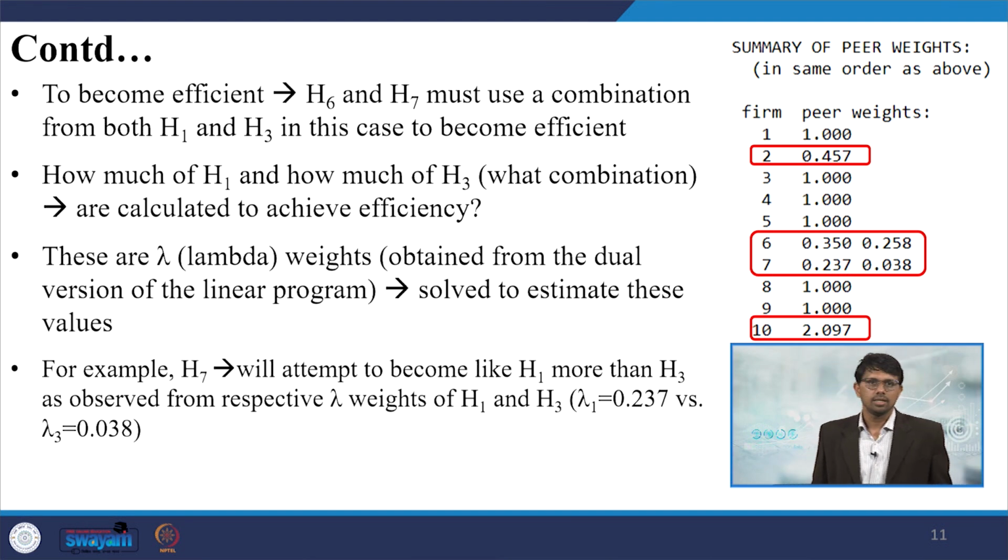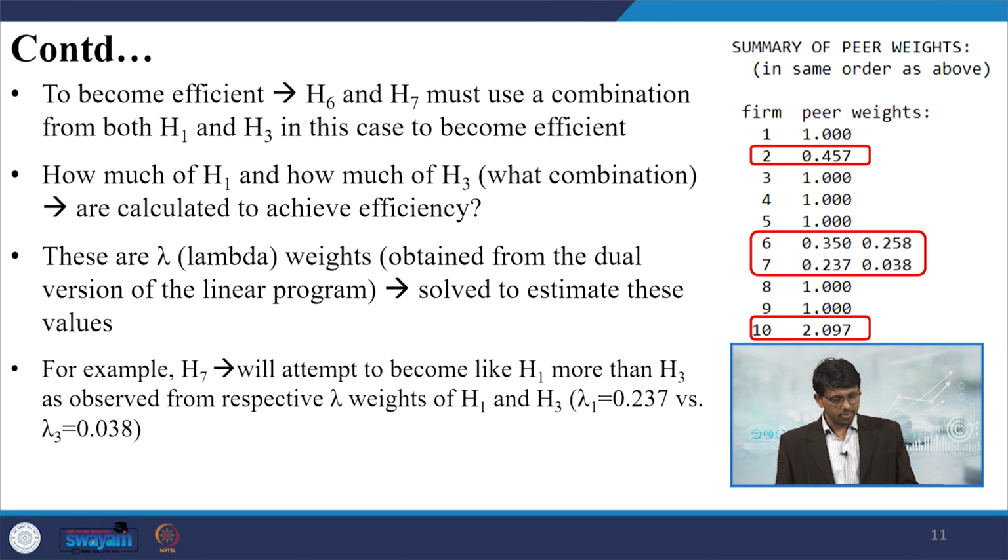So, these are called lambda or weights obtained from the dual version of the linear program solved to estimate these values. For example, H7 in our case will attempt to become like H1 more than H3, as observed from the respective weights of H1 and H3. Okay. So, this is precisely with a value called lambda of 0.237 versus lambda of 0.38, it is already mentioned, okay, very clearly so far as H7 is concerned.